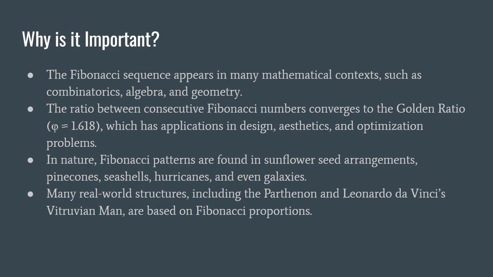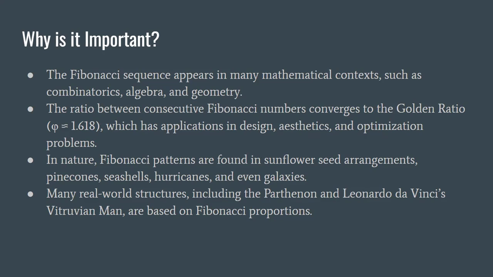Why is it important? It appears in many mathematical contexts, such as combinatorics, algebra, and geometry. It also gives us the golden ratio, which is approximately 1.618. And this ratio has applications in design, aesthetics, and optimization problems.